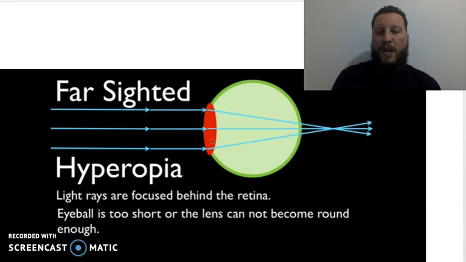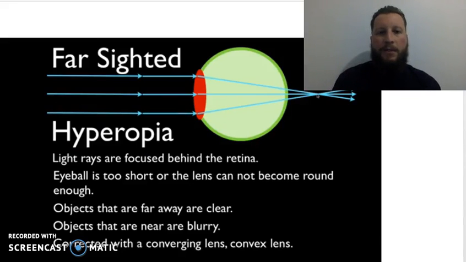Okay, so because the eyeball is too short, or the lens can't become round enough. So it doesn't necessarily mean that the lens isn't good enough. It just might mean that the eyeball's too short to focus the light onto the back of the retina. And so as a result, because it's too short, if the eyeball was a little bit longer, then the focal point would sit there nicely. But because it's a little bit too short, then it means that it's just not going to be focused on perfectly, unfortunately. So objects that are far away are generally pretty clear. Okay, but objects that are near are going to be very blurry. So people probably need glasses to sort that out, and we're going to get to that in a second.